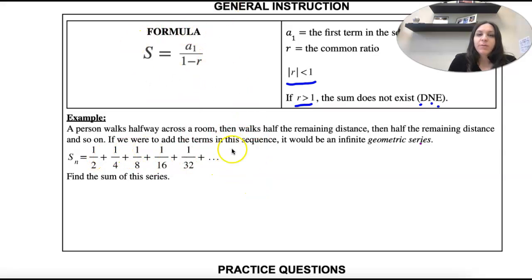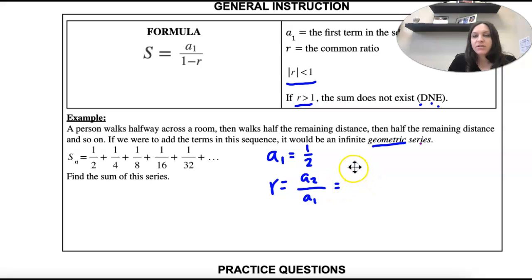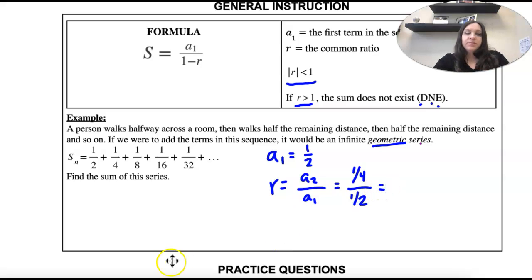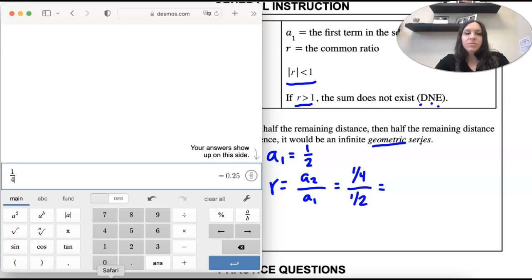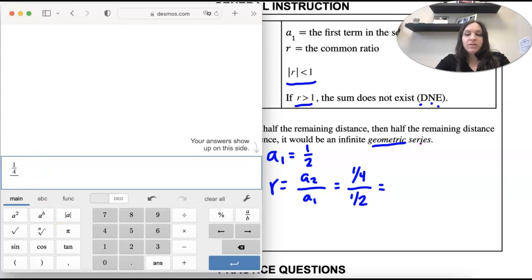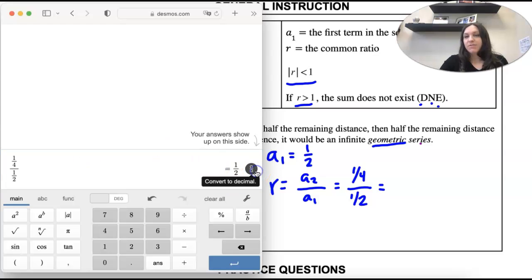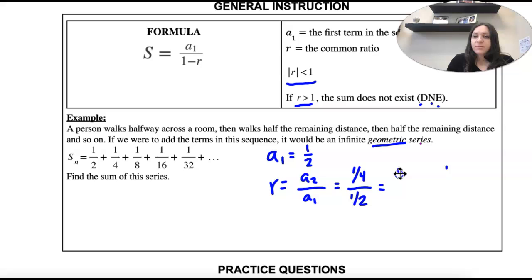So here's our formula. We need to know the first term, which we know is 1/2, and we need to know the ratio. Because it's a geometric series, to find the common ratio, we take the second term divided by the first term. The second term is 1/4. The first term is 1/2. So let's calculate that. 1/4 divided by 1/2 is 1/2. And we can see that we're multiplying by 1/2 every time between every number.